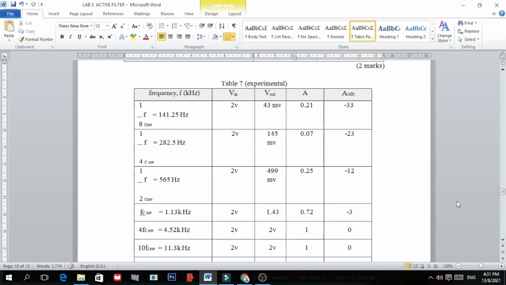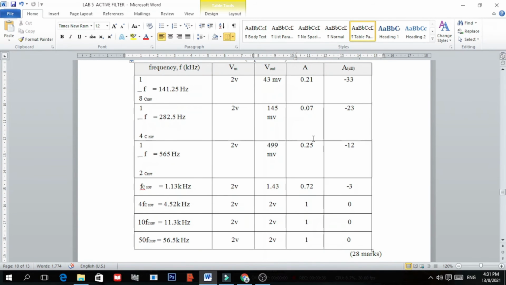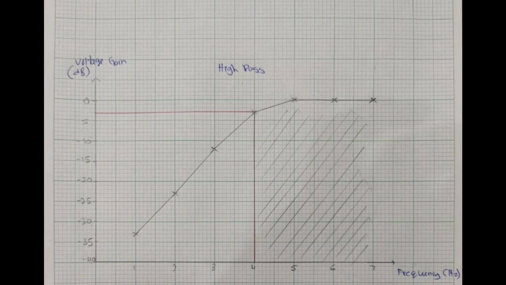As for gain, we should use the formula, and also for the dB gain, we need to use the formula given here, that is 20 log ACL. So this is the result that I get for the high pass filter. This is the graph that I plotted for voltage gain versus frequency for the high pass filter.